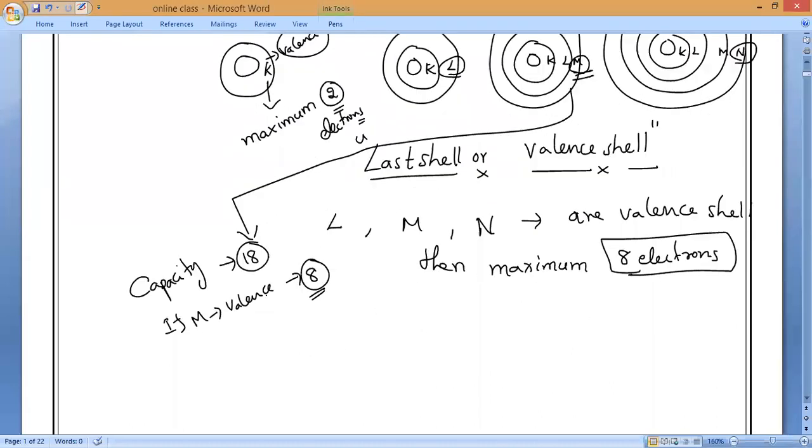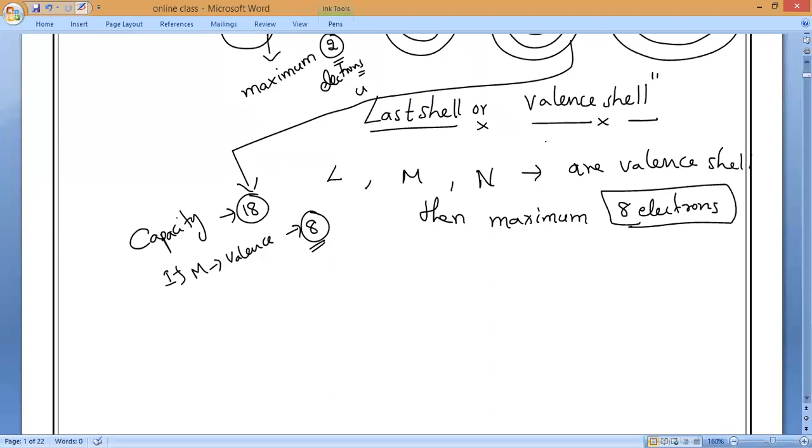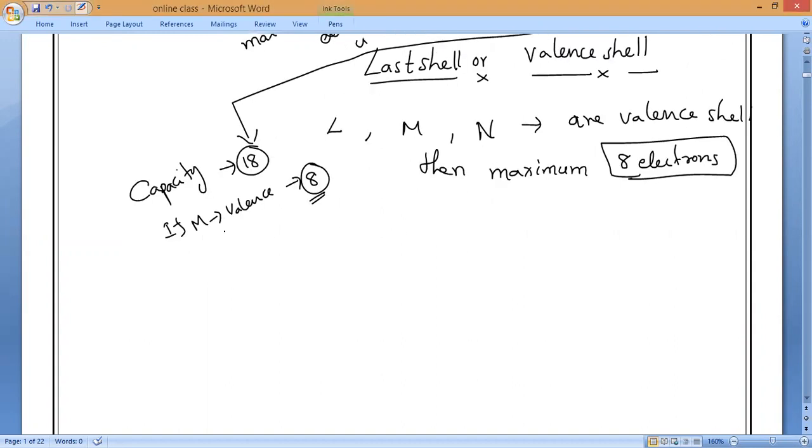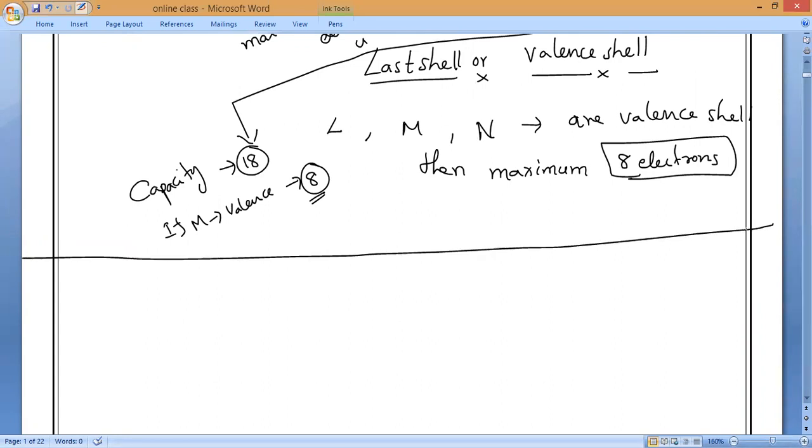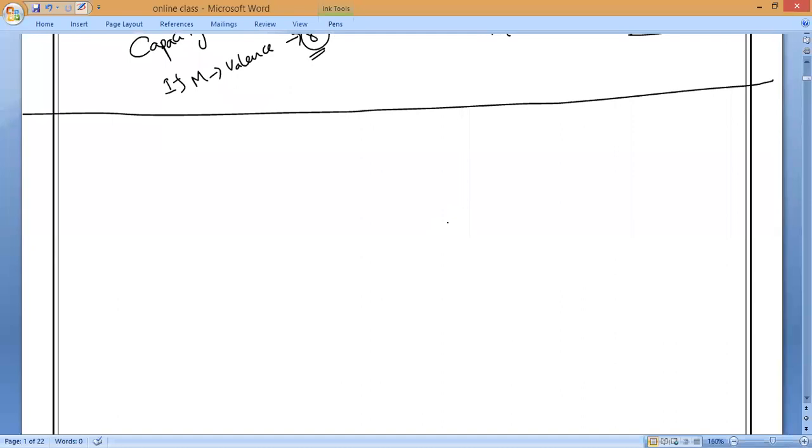Understand, everybody? So irrespective of their capacity, if it is the valence shell, we can fill a maximum of 8 electrons. That is what you have to remember. So this is what we studied in the last class. Now from here we'll continue. As I told you, today we'll see the importance of electronic configuration, that is, the significance of electronic configuration. Please write.